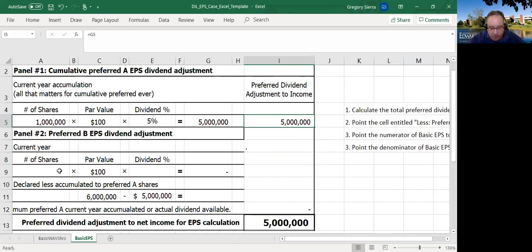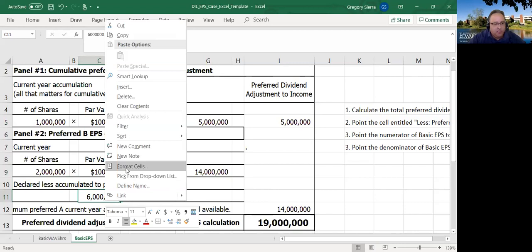The non-cumulative preferred has 2 million shares, and the dividend rate on those shares is, looking at the information, 7%. So the maximum amount that they could get is 14 million. But for the non-cumulative preferred shareholder, we're going to calculate the dividend they actually got. So in the problem, it tells you they got 6 million.